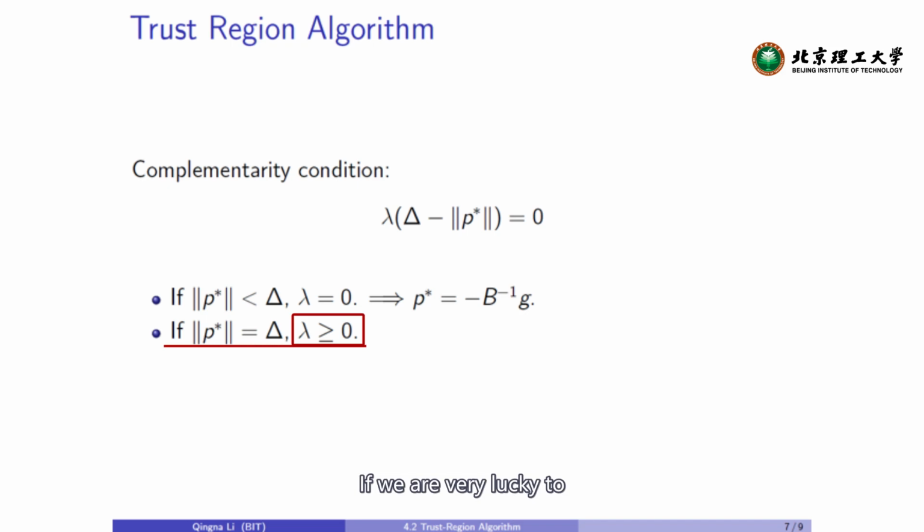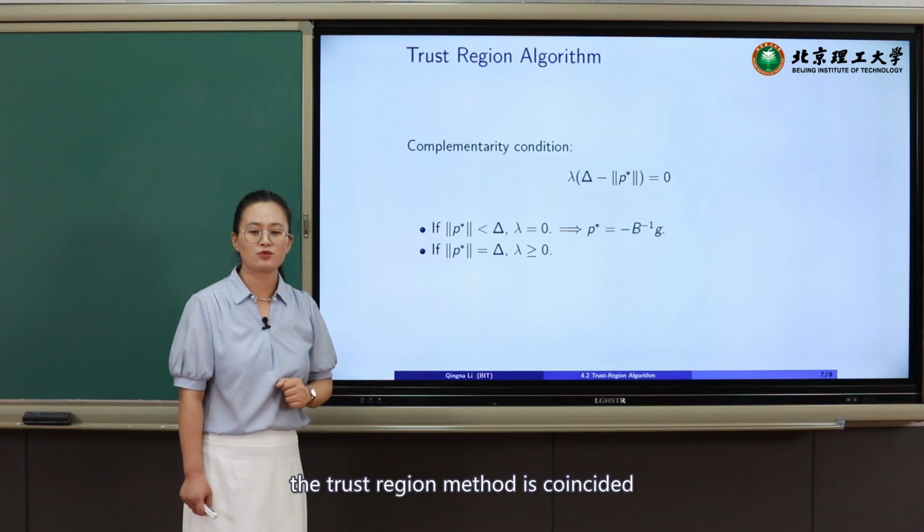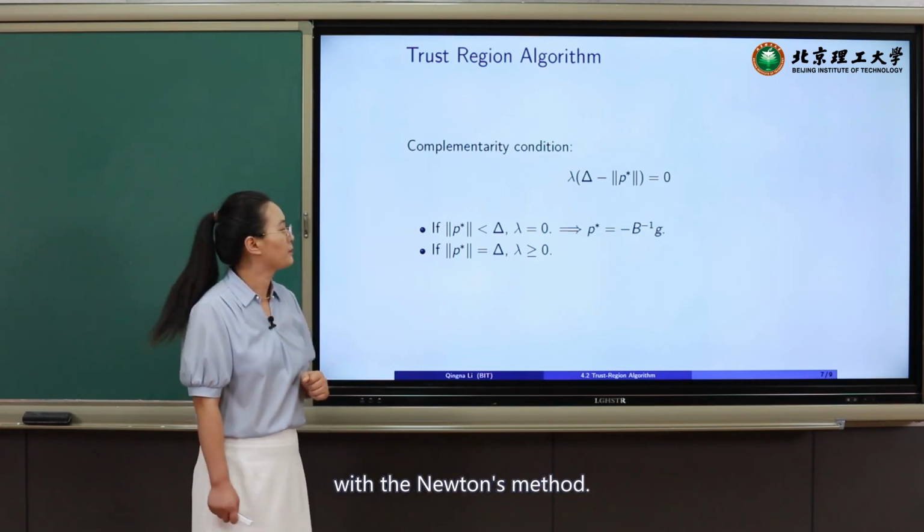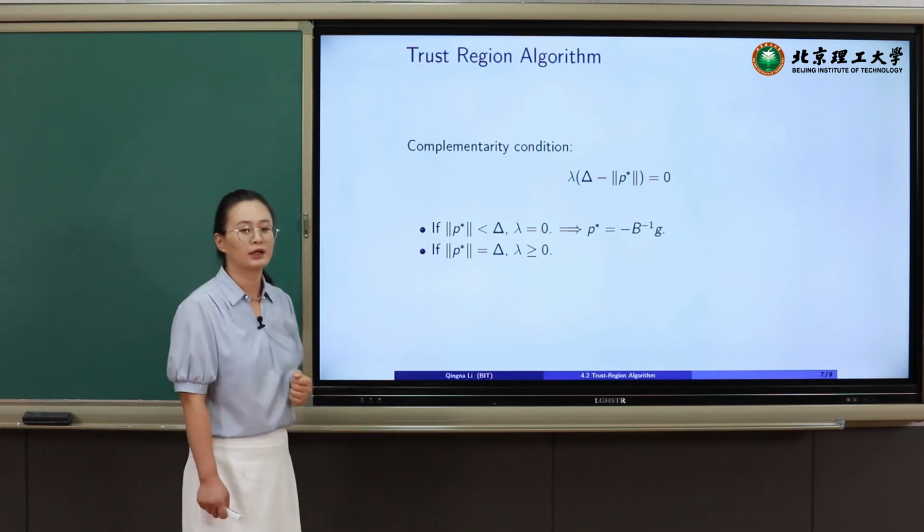If we are very lucky to get the first case, it actually means that the subproblem of the trust region method can be reduced to an unconstrained optimization problem. In this case, the trust region method coincides with Newton's method. Okay?